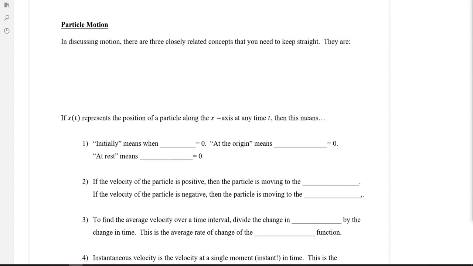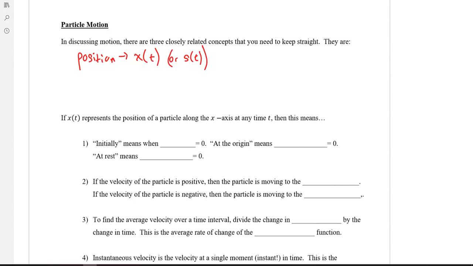So the three main concepts you need to keep straight initially are, first, the position of the particle. Where it is located in space. We typically think two-dimensionally, talking about the particle moving along the x-axis or the y-axis, just to keep it simple. And the position typically is written as a function x of t, or sometimes s of t.